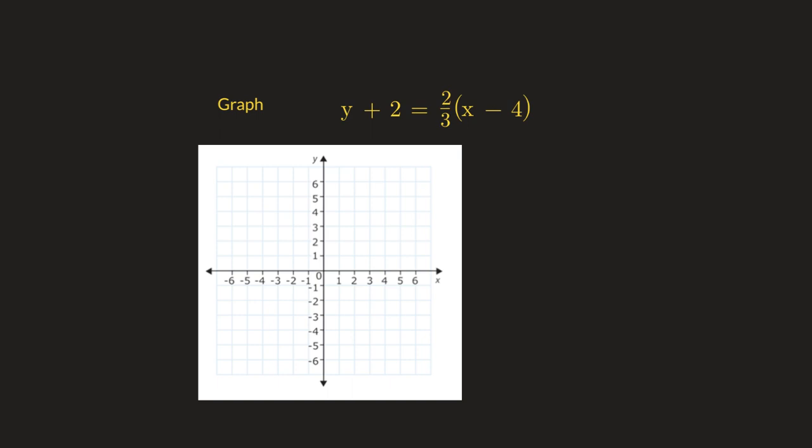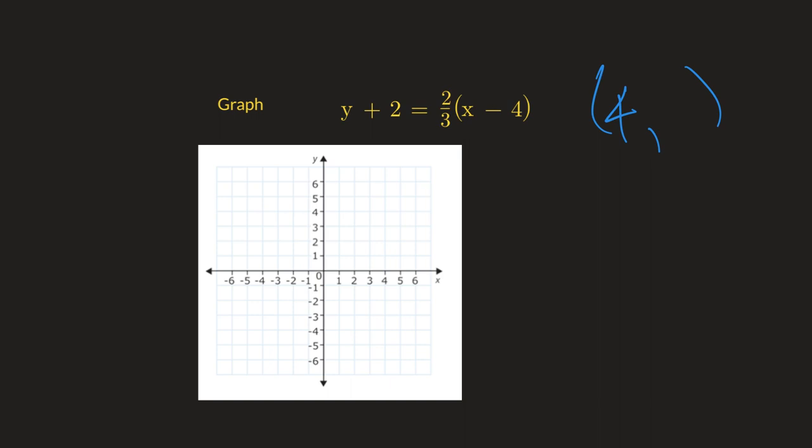Y plus 2 equals 2/3 times x minus 4. All right, here we go. Y plus 2 equals 2/3 times x minus 4. Okay. What's the x value that went in? Positive or negative 4? Positive 4. If you are seeing a minus sign, that means that number is positive.